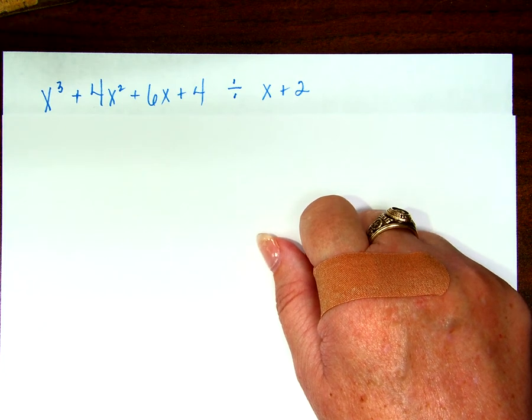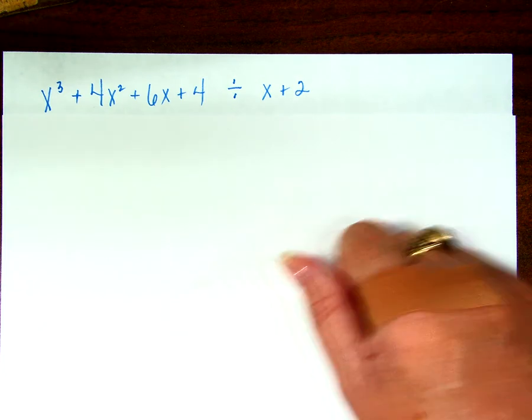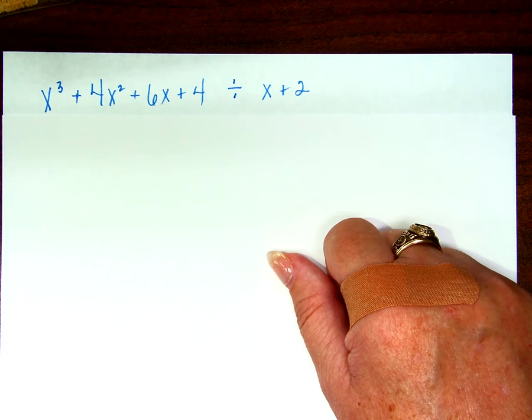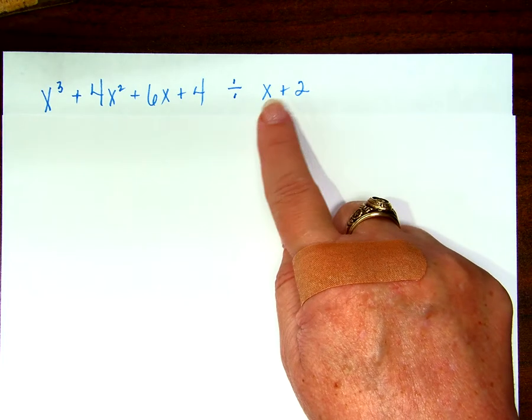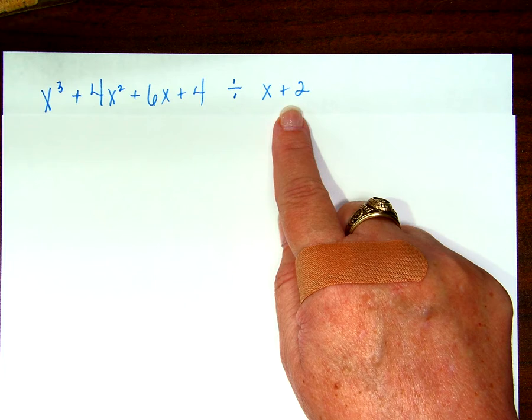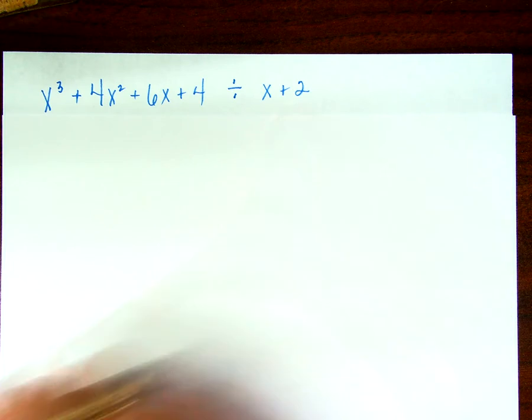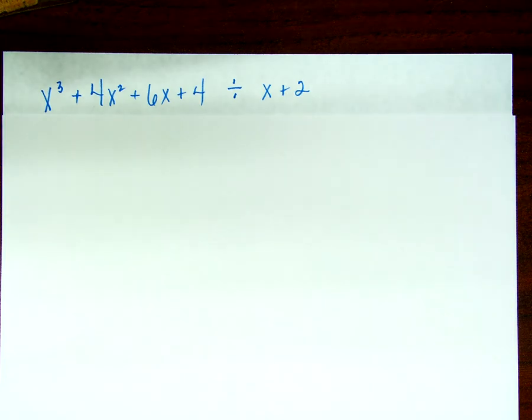X squared. X to the third. X squared and an x in what I'm dividing by. Okay? Only when it's x plus 2 or x minus 4 or 2x plus 3 or something like that. Is that fair? Okay. So on your problem on your homework last night, there were several that you could not have done synthetic division with, right? Okay, so here's what we're going to do.